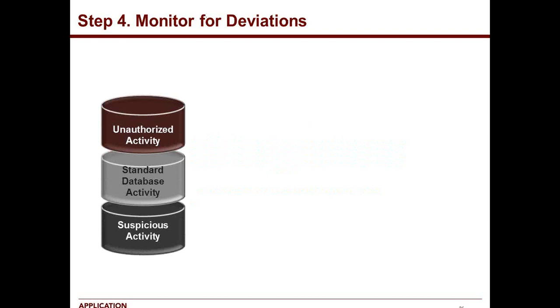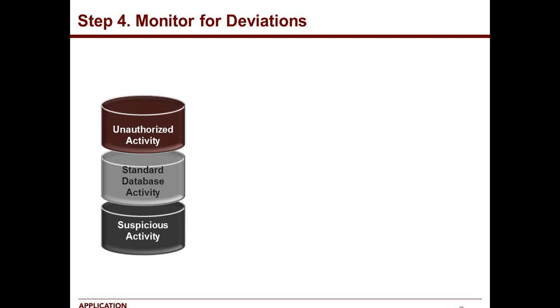All right, so we've gone out there, we found our databases and our sensitive data. We've locked them down with eliminating vulnerabilities and misconfigurations. We've reduced the privileges in the system so that users have the least privileges possible to do their jobs. The next step is to monitor for deviations. So I'm talking about monitoring activity in the database real time, 24/7.